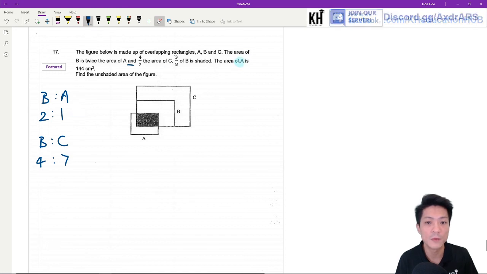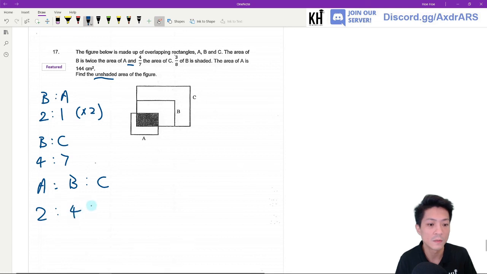3/8 of B is shaded. The area of A is 144 square cm. Find the unshaded area of the figure. Okay, let us combine the two ratios first, multiplying by 2 so that A to B to C becomes 2:4:7.